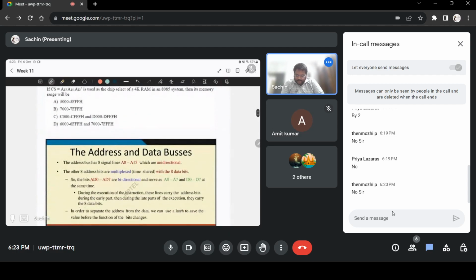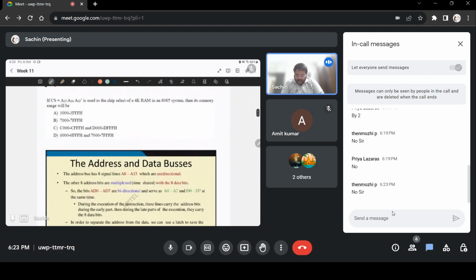Question 4. If CS is equal to A15, A14, A13 complement, so this is complement, or you could write this. So that's complement is used as the chip select of a 4K RAM in an 8085 system. Then its memory range will be. I'll give you 1 minute. Think about it.